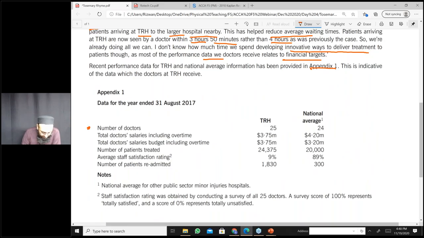It's number of doctors, total doctor salaries including overtime, total doctor salaries budget including overtime, number of patients treated, average staff satisfaction rating, number of patients readmitted. So here we have a combination of financial and non-financial. Now this is non-financial. Okay. This is financial. This is financial. This is non-financial. This is non-financial. This is non-financial. Okay. So we have a combination of financial and non-financial here.